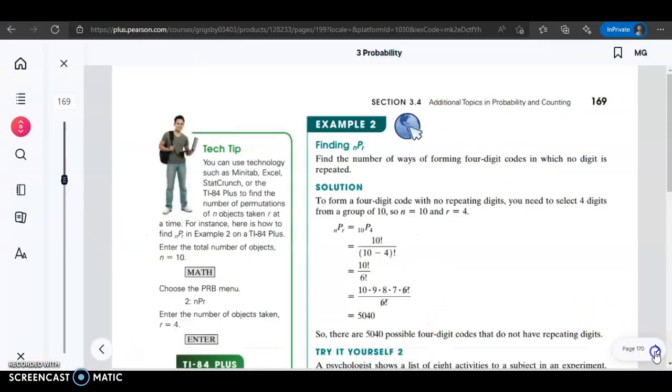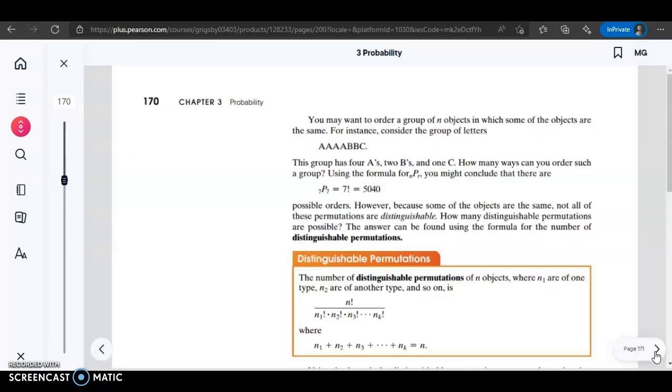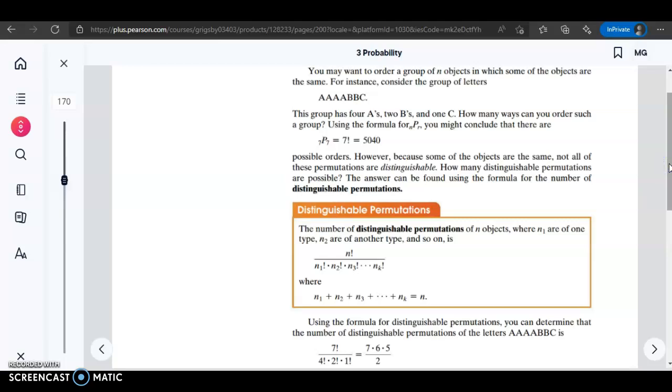Let's go ahead and go to the next page. And the next page mentions a formula for distinguishable permutations. So you'll see this type of situation where you're asked to find an arrangement of objects where some of the objects on our list repeat themselves. So for example, if you're asked to arrange the letters on this list, you notice that the letter A repeats itself 4 times, the letter B repeats itself 2 times, followed by the letter C.